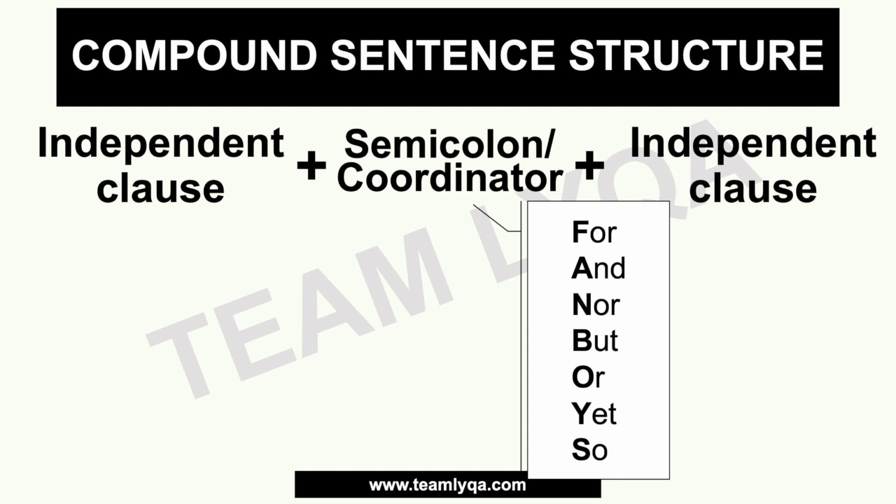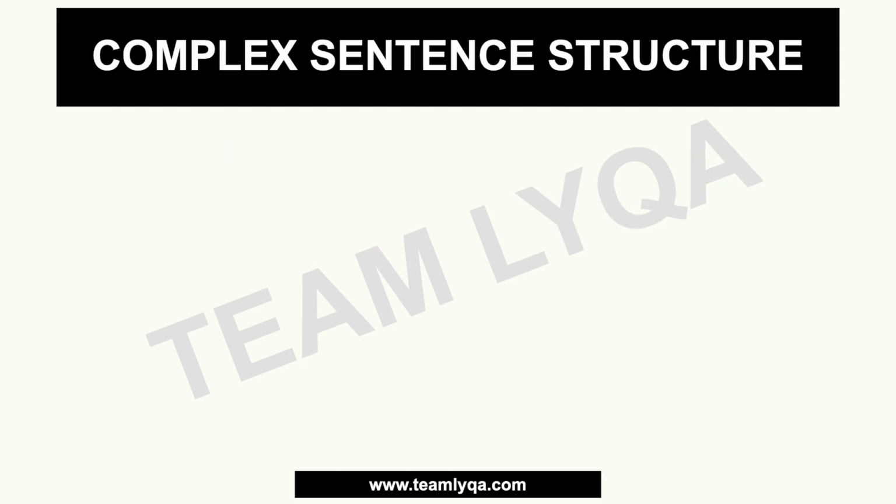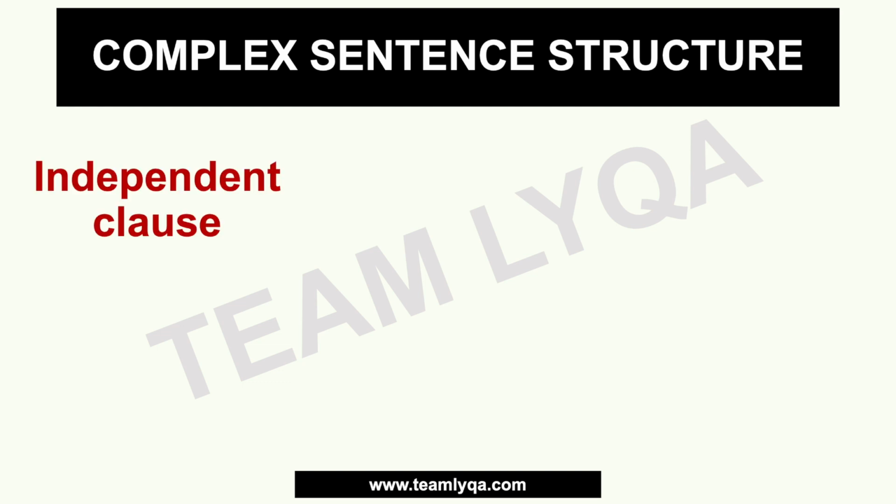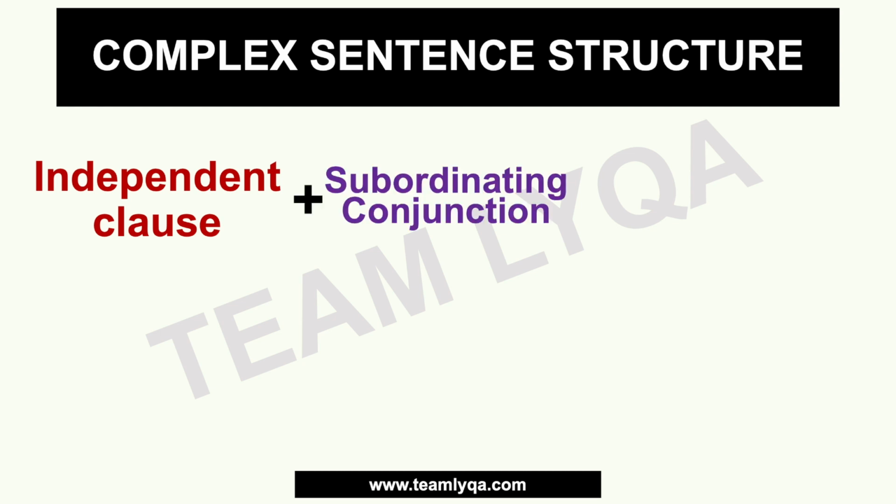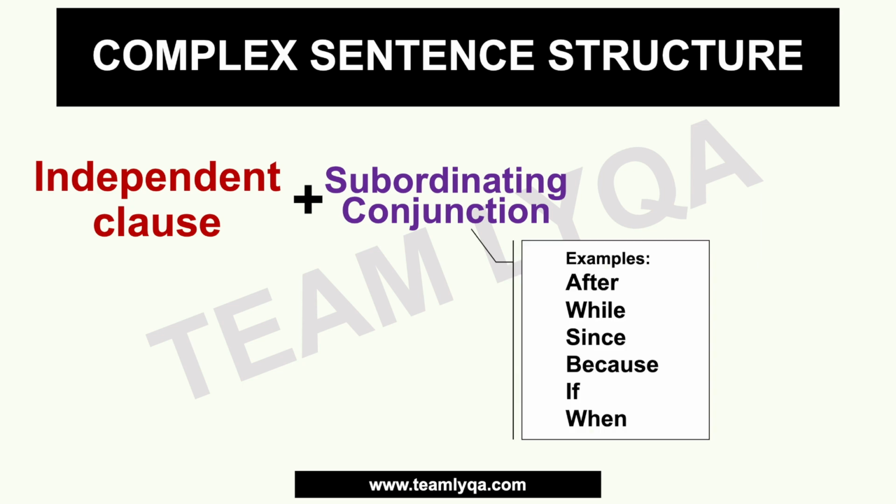Now, anong pinagkaiba nito dun sa complex sentence structure? Tingnan natin kung ano yung bumubuo sa isang complex sentence. Meron tayong independent clause. Ibig sabihin, again, kumpleto siya. Merong gumagawa at merong ginagawa at merong tagatanggap ng action na ito. Tapos, kakabitan natin siya ng isang subordinating conjunction. Diba? Yung dati kasi we have our coordinating conjunctions. Ngayon, subordinating conjunction. Meron tayong examples kagaya ng after, while, since, because, if, when, at marami pang iba.